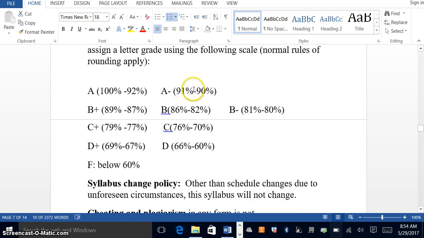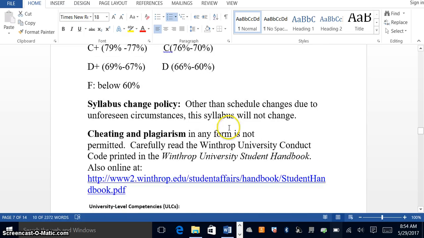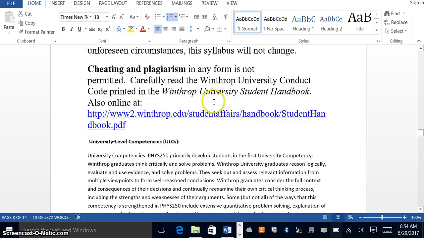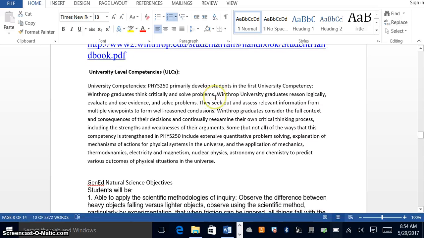If you're in the 91 region, of course you get an A minus. Notice I don't have a C minus. Let's just leave it at that. Make sure you're not cheating or plagiarizing. And there's other stuff on here. Make sure you look at all that.